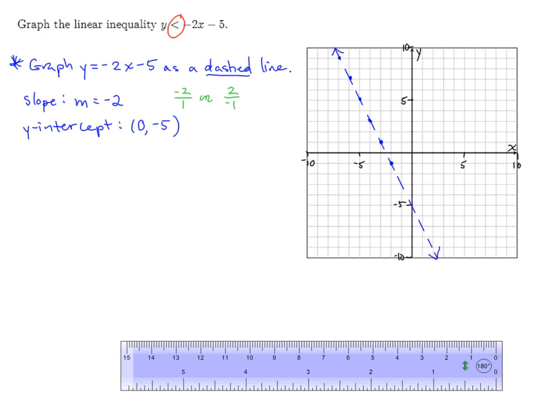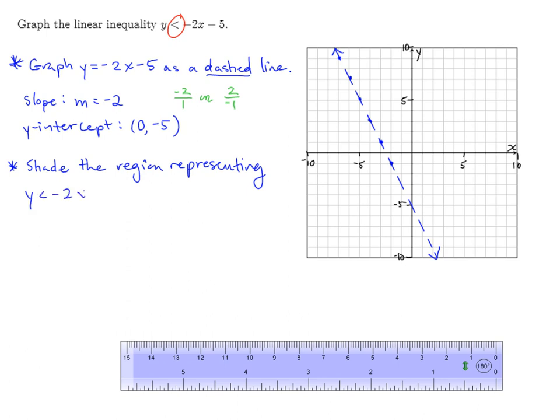And so now I have that separating line, and now I need to shade the region representing where y is less than negative 2x minus 5. And so this is going to be half of this plane.